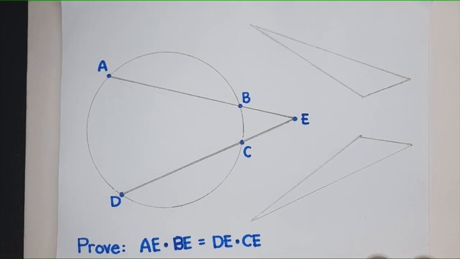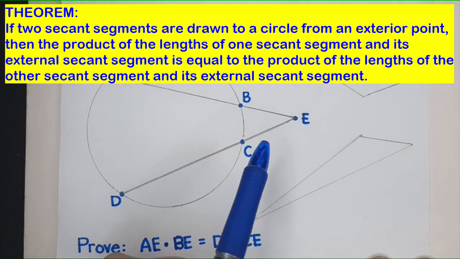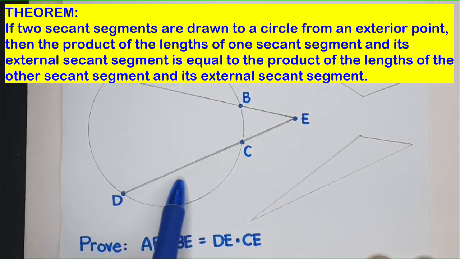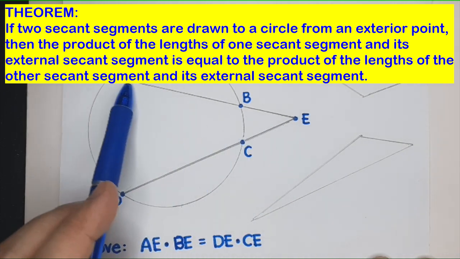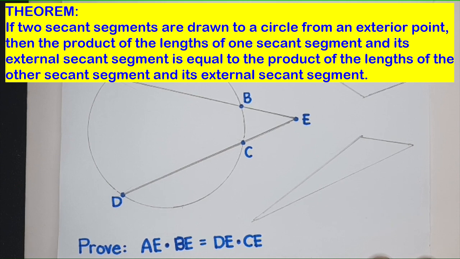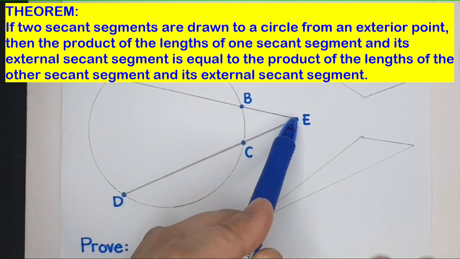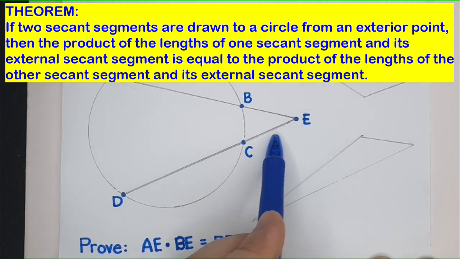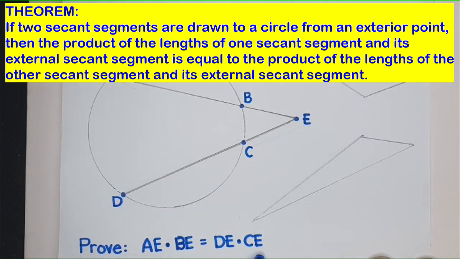So the theorem goes like this. If two secant segments are drawn to a circle from an exterior point, so we have here two secant segments, because they touch the circle at exactly two points, and these two secant segments intersect at an exterior point, we can prove that the product of the length of this secant segment and its external secant segment is equal to the product of the lengths of the other secant segment and its external secant segment. Ito yon. Okay?